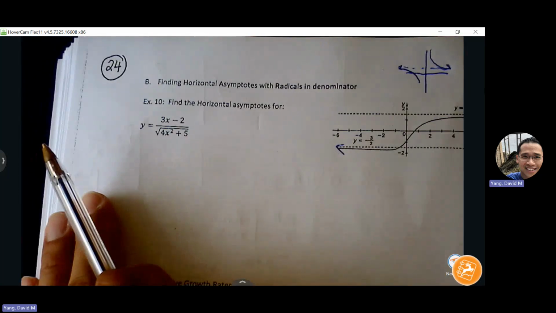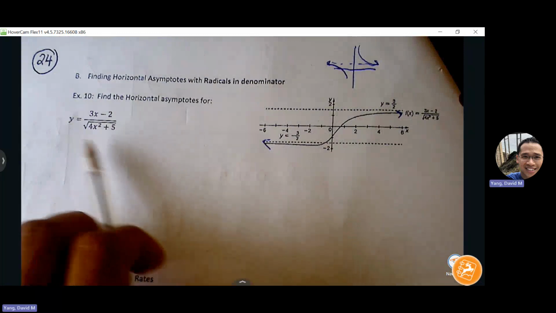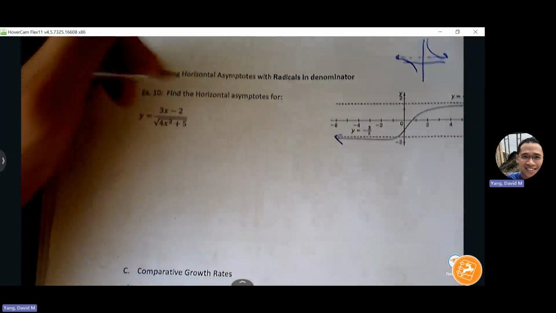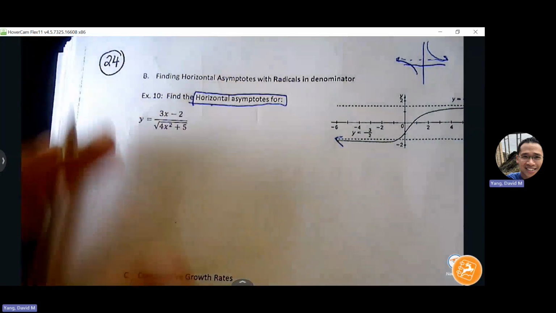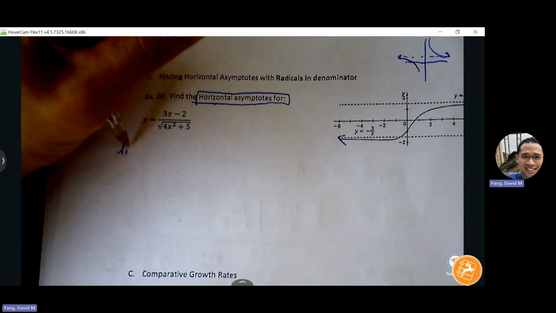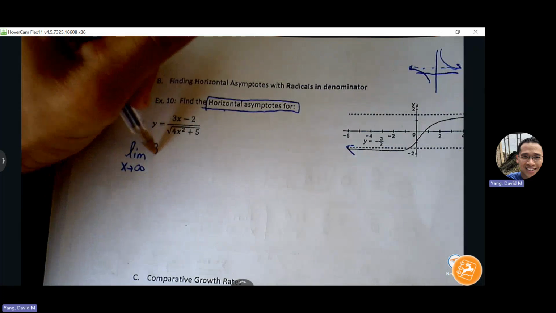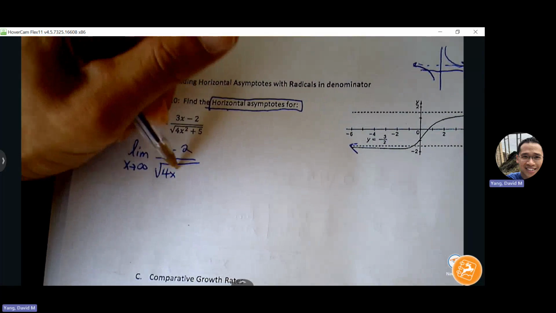Okay. So how do we determine what the horizontal asymptotes are when we don't have the graph in front of us? Anytime we're asking about horizontal asymptotes, we're asking about the limit as x approaches infinity. So I want you guys to equate those two things. Horizontal asymptotes is equivalent to limit as x approaches infinity. So let's do x approaching infinity, the positive version at least, for 3x minus 2 over the square root of 4x squared plus 5.